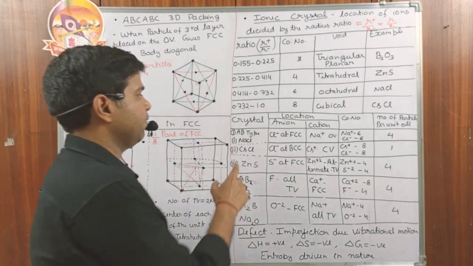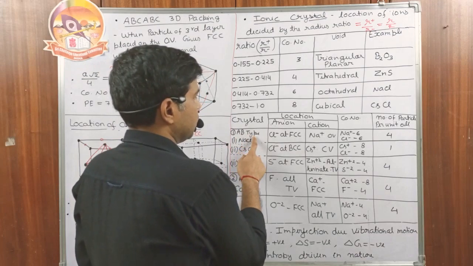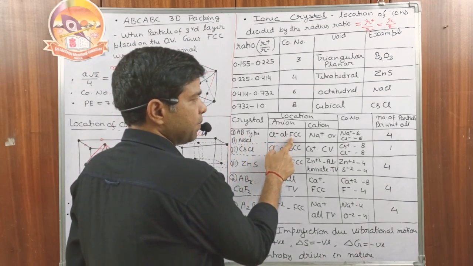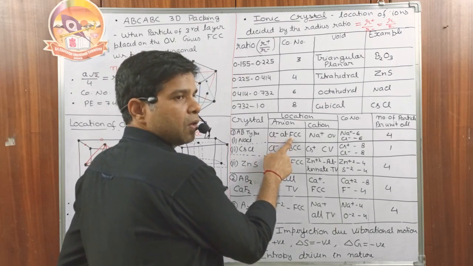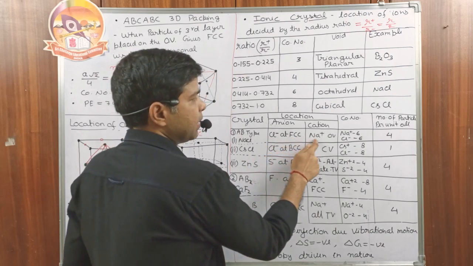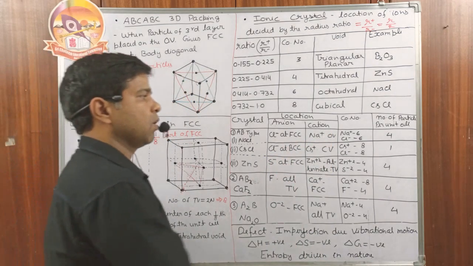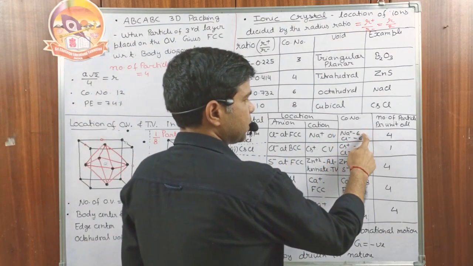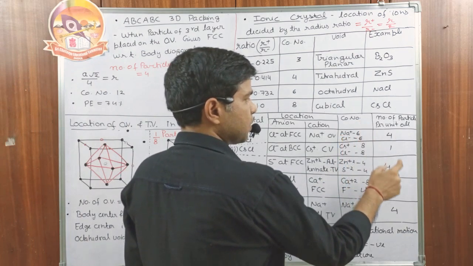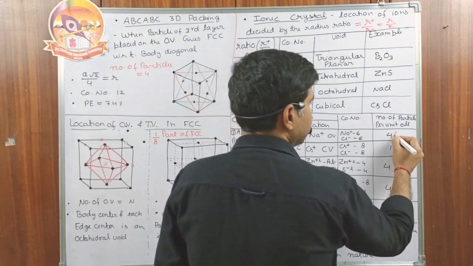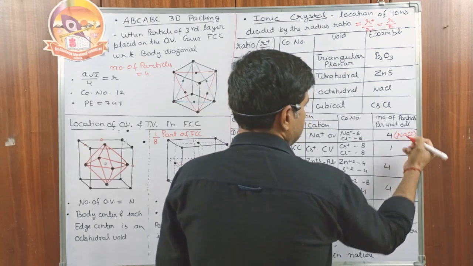Look, when the crystal is AB and we have the rock salt structure, then Cl- is present at the FCC, meaning the corners and the face centers, and Na+ is present at all the octahedral voids. Coordination number of Na+ is 6, Cl- is also 6, and in 1 unit cell we have 4 units of NaCl.